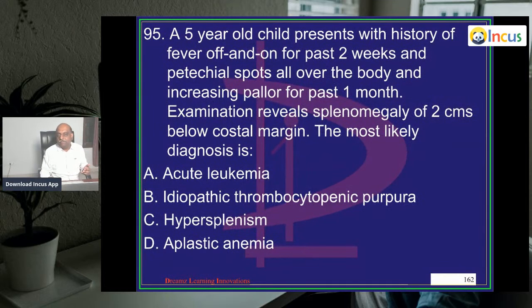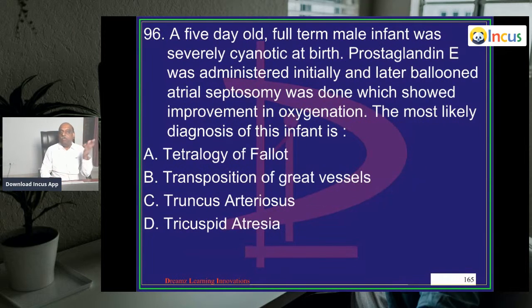5-year-old boy, fever, that means neutropenia. Petechial spots, thrombocytopenia. And typically splenomegaly. So, if splenomegaly is there, it is unlikely to be ITP. So, what is the other likelihood? Acute leukemia.